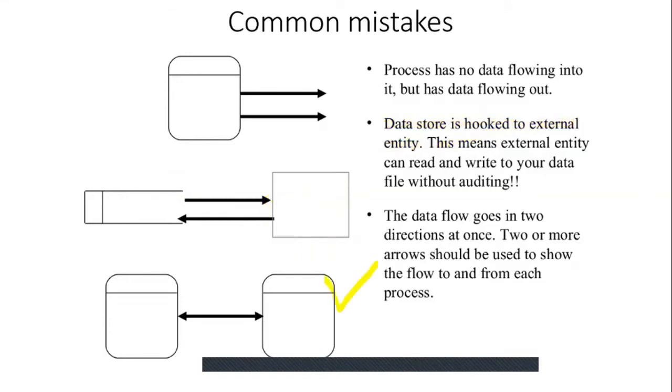The third mistake is that the data flow goes in two directions at once. Data flow in two directions simultaneously is not possible. So two different arrows should be used to show the flow to and from each process. If we want to show the flow of data from this process to this process, then the flow of data should be denoted by one arrow, and the flow of data from this process to that process should be denoted by another arrow, like this.